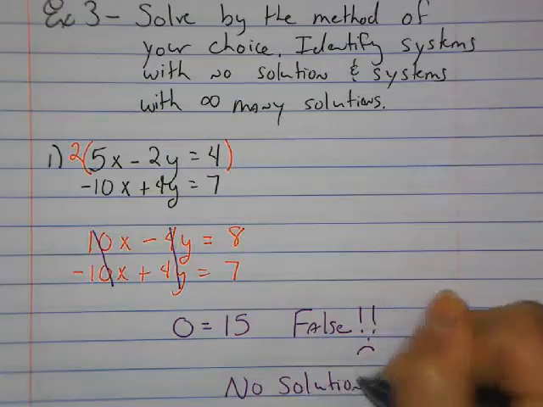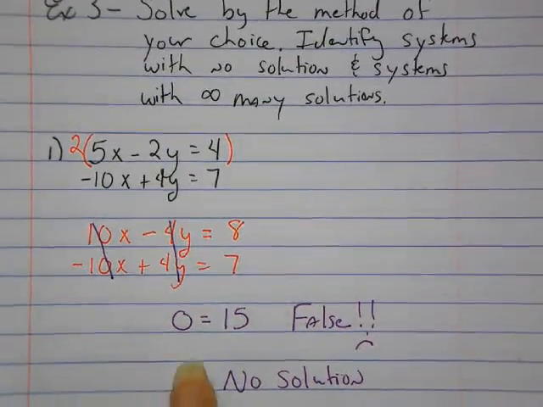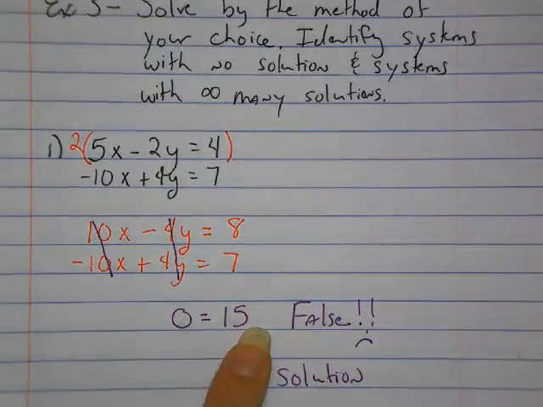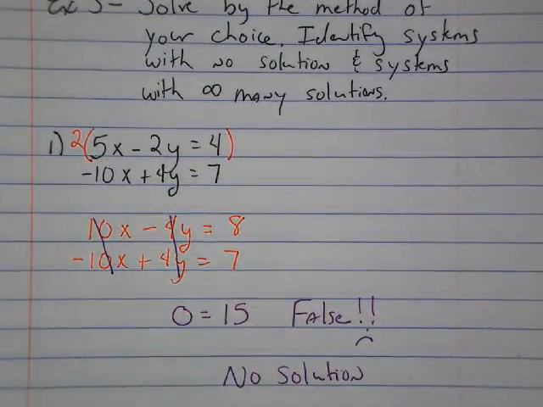If it's a true statement, if down here I had 15 equals 15, then I know that I would have an infinite number. That's what happens when all your variables cancel.